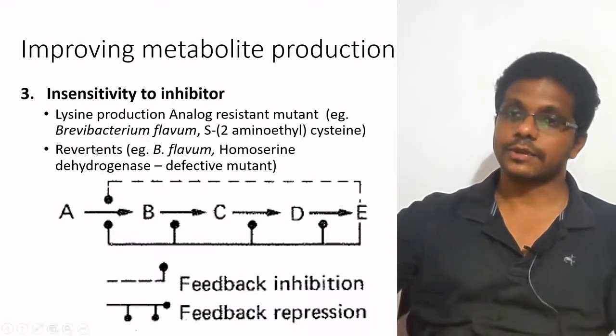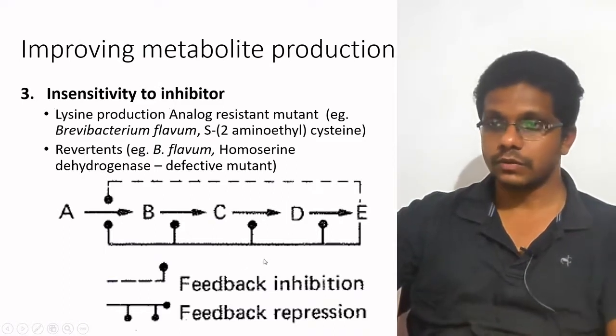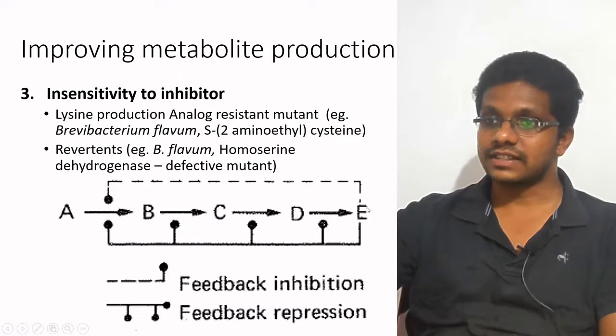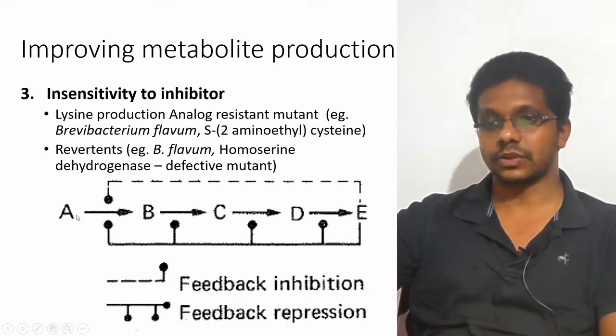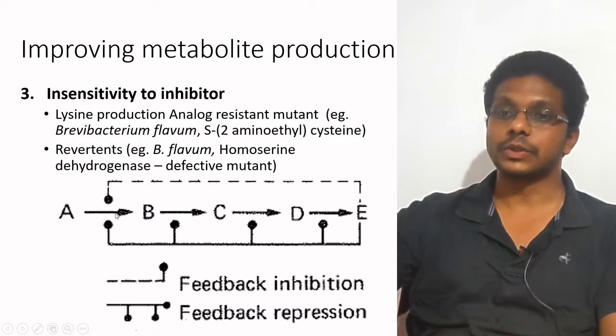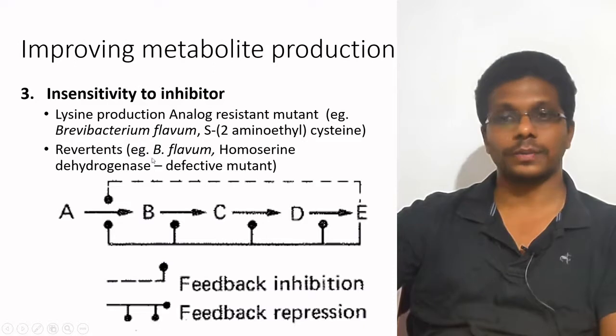This strategy can be used to isolate insensitivity to an inhibitor. So what I said is, in the third strategy, the enzyme which is showing feedback inhibition or repression will get insensitivity to the inhibitor. It can be isolated either by analog resistant mutants or by revertants.